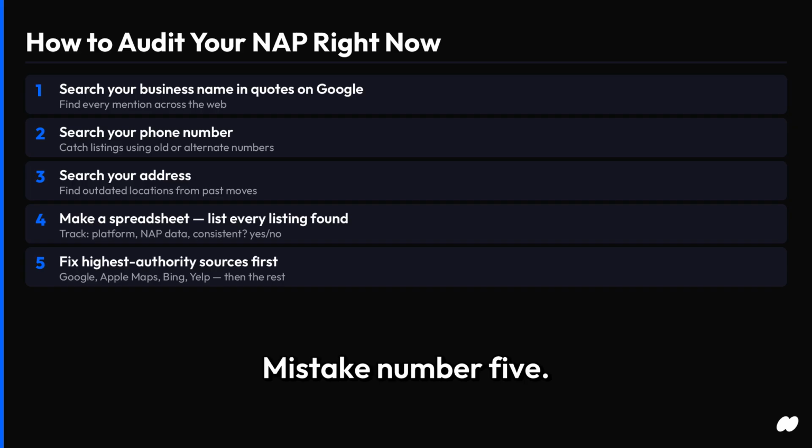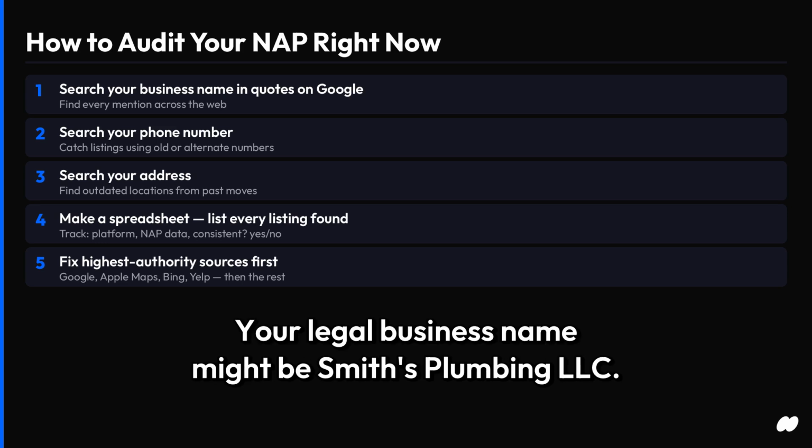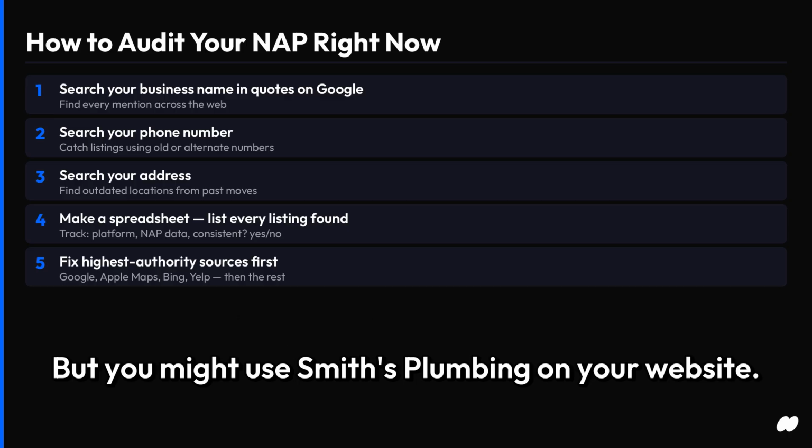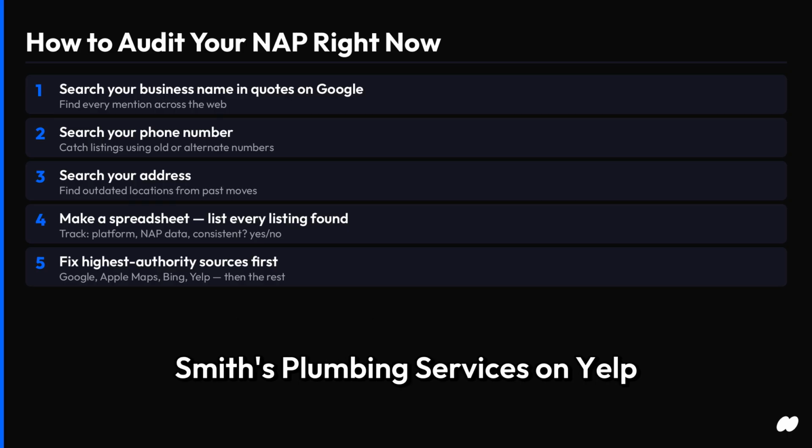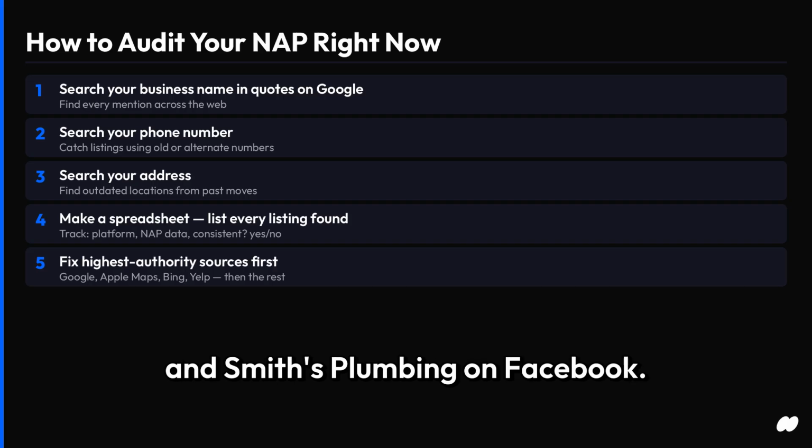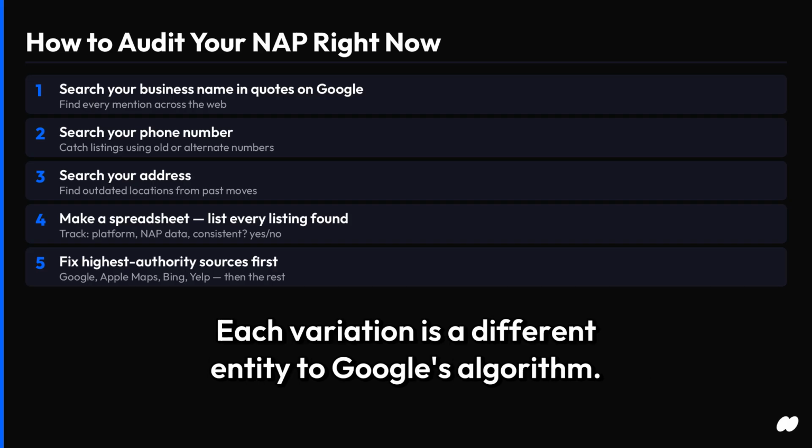Mistake number 5. Inconsistent business name. Your legal business name might be Smith's Plumbing LLC. But you might use Smith's Plumbing on your website, Smith's Plumbing Services on Yelp, and Smith's Plumbing on Facebook. Each variation is a different entity to Google's algorithm.